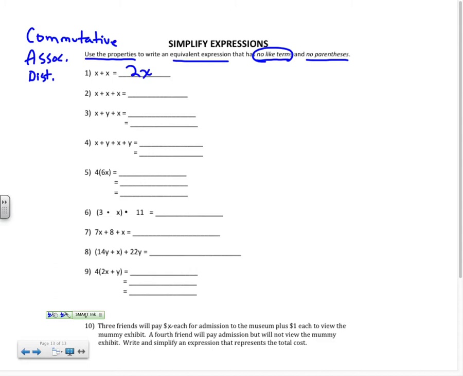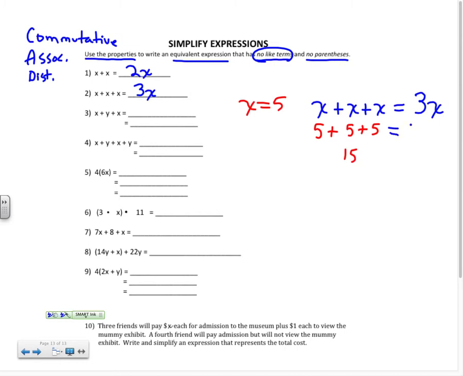All right, if I put my three x's together, I have 3x. And again, I can think about it by substituting a number in here. Let's let x equal 5. So on one side, I have 3 x's, and on the other side of the equal sign, I have 3x. If I substitute a 5 for each of these x's, I get 5 plus 5 plus 5 is 15. On the other side of the equal sign, I take my 3 and multiply it by x, which I'm calling 5. And again, I get the same thing, 15.